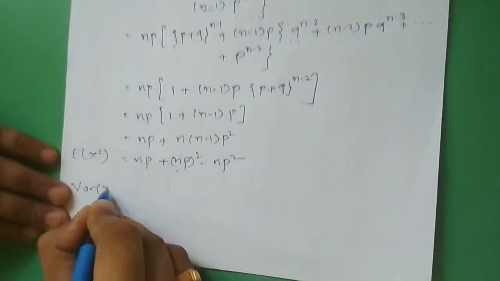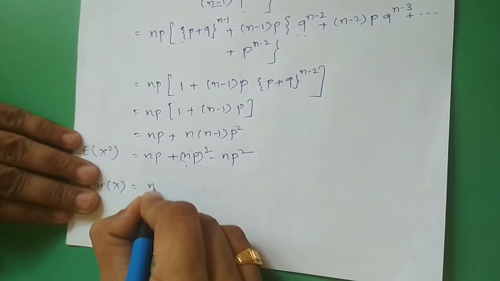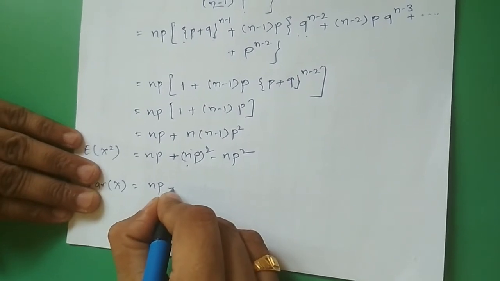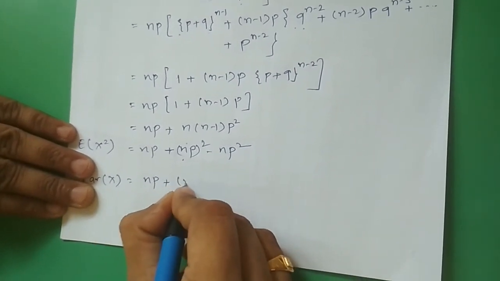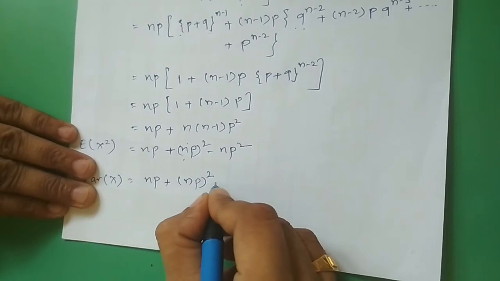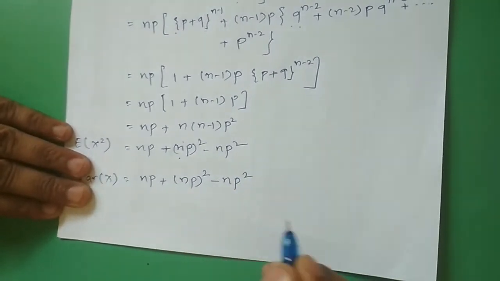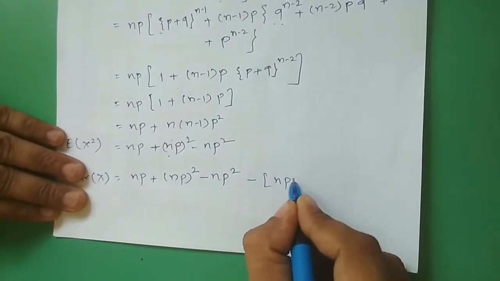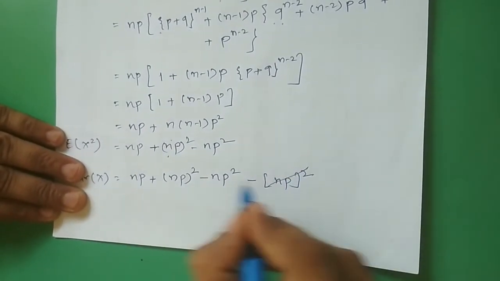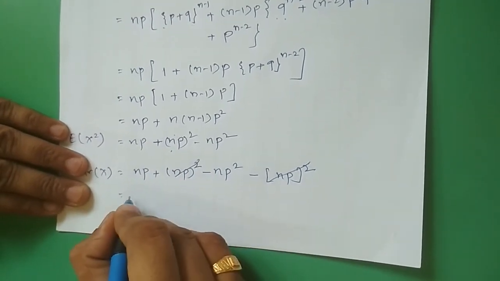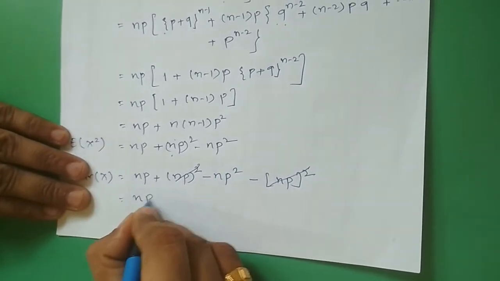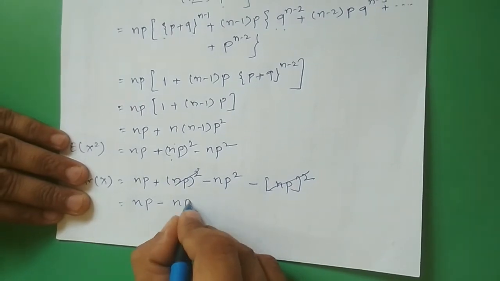So what will we get? The variance of x is equal to np plus np whole square minus, putting the mean over here, np whole square. So we will cancel out these two terms, then what remains? It's np minus np square.